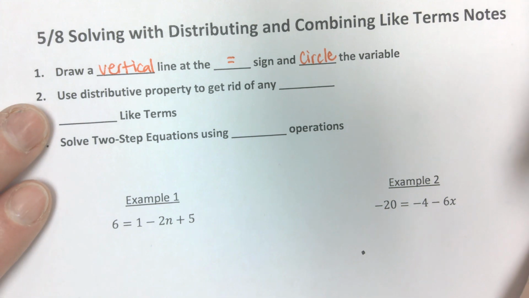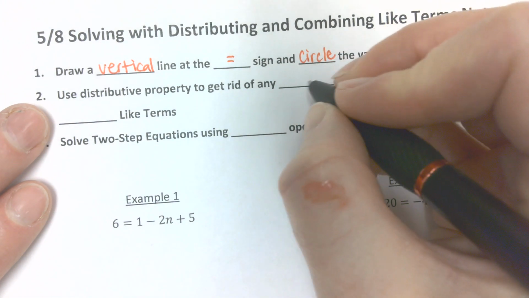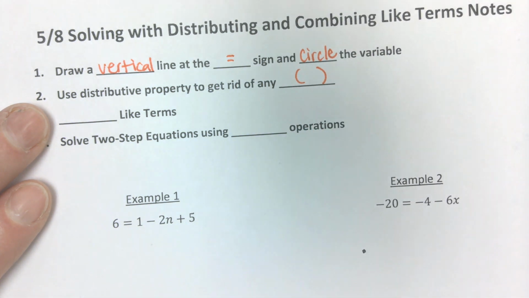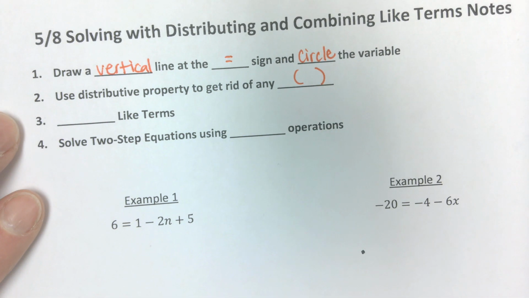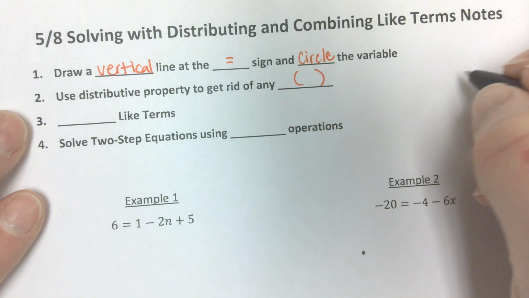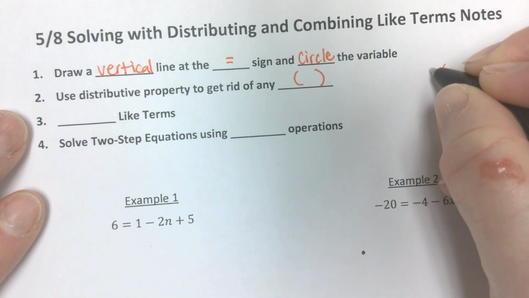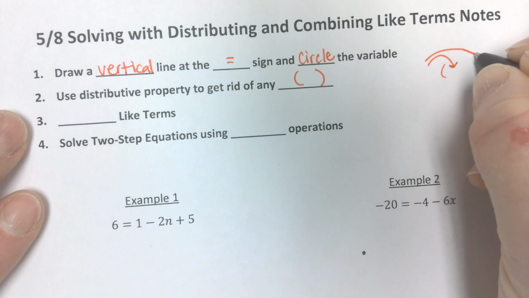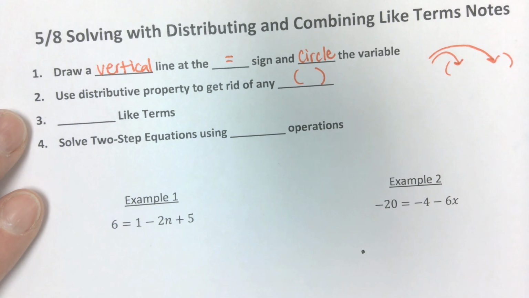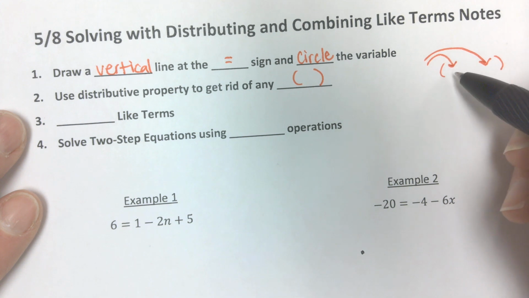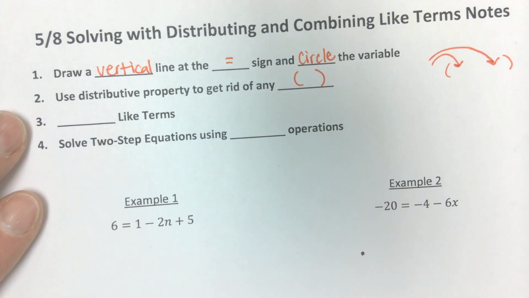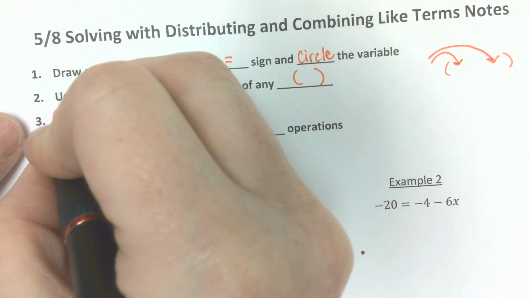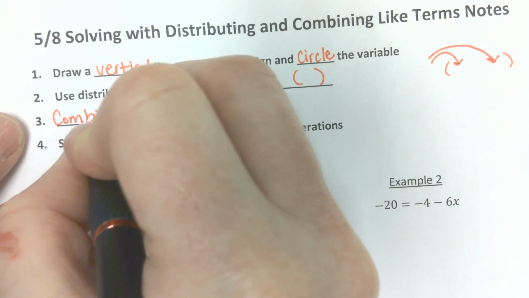Then use the distributive property to get rid of any parentheses. So distributive property, remember you have to send it in, multiply it by all the terms. That's what your distributive property means. You're multiplying the term on the outside times everything on the inside. Then you are going to combine like terms.